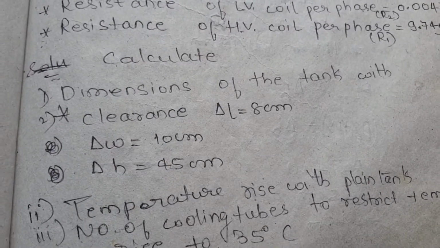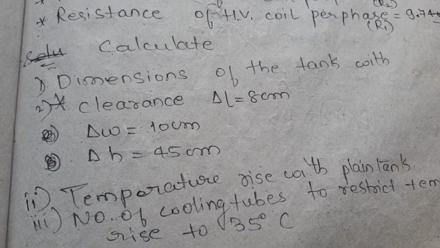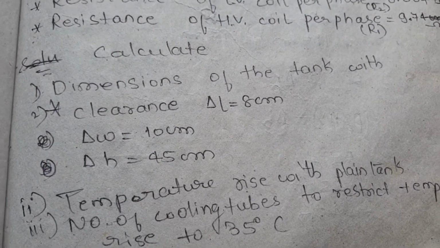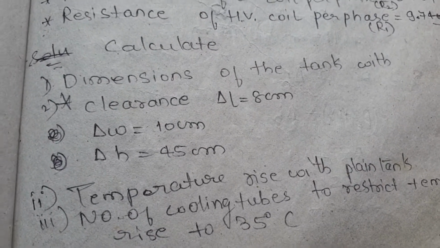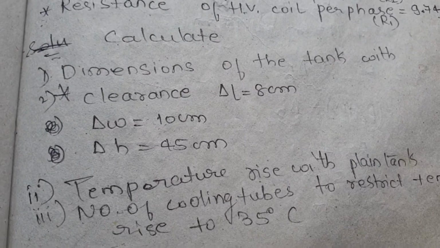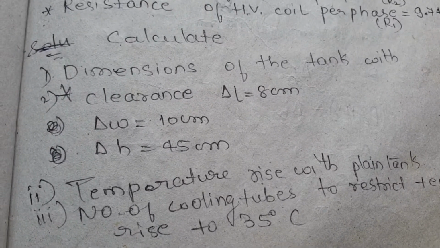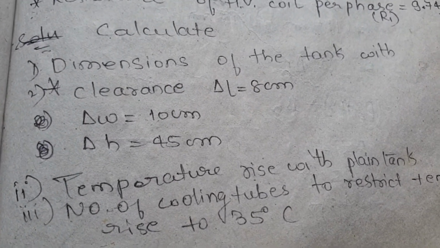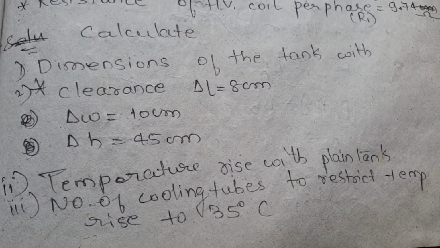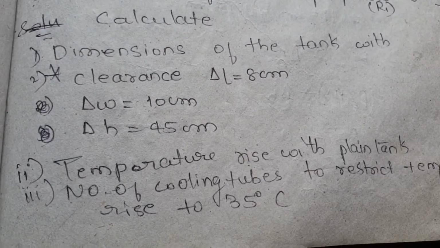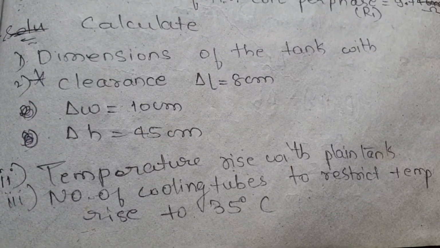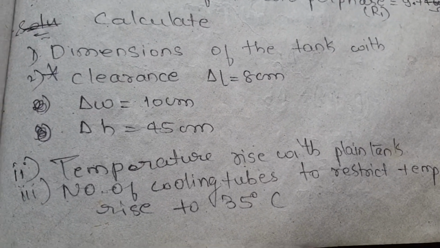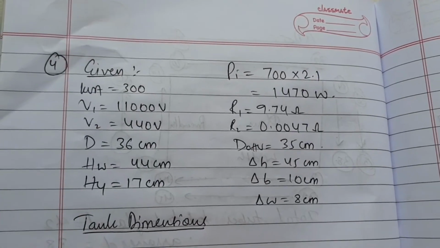Continue the numerical. Calculate number 1: dimensions of the tank with clearance along length 8 cm, along width 10 cm, along height 45 cm. Second point, temperature rise with plain tank. Third point, number of cooling tubes to be restricted, temperature rise to 35 degrees Celsius. Write down the given things.